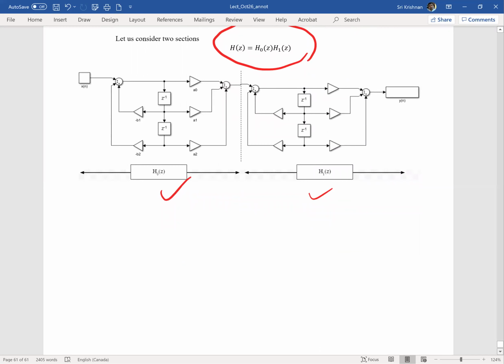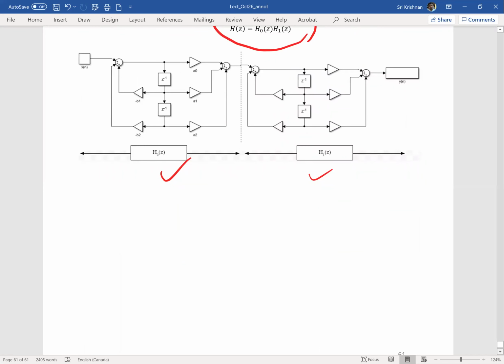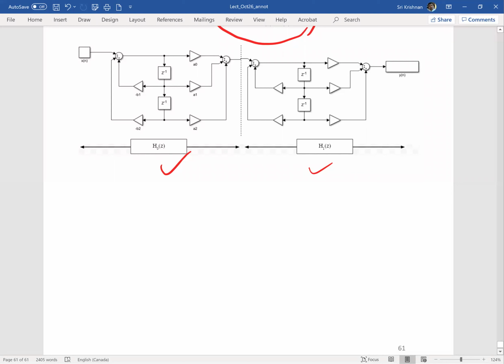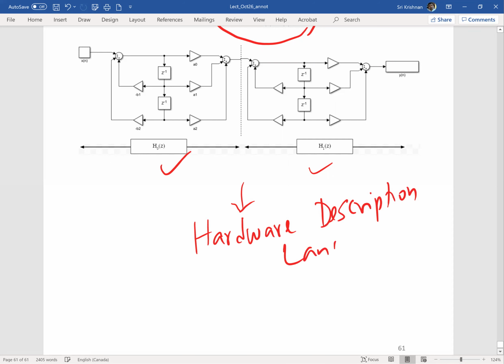Now, what is the next step after the filter flow diagram is given? As I indicated before, the next step is really to convert this into a hardware description language. There are quite a few of those hardware description languages, or they call it HDL. And then you can also program this onto a chip, an integrated circuit.